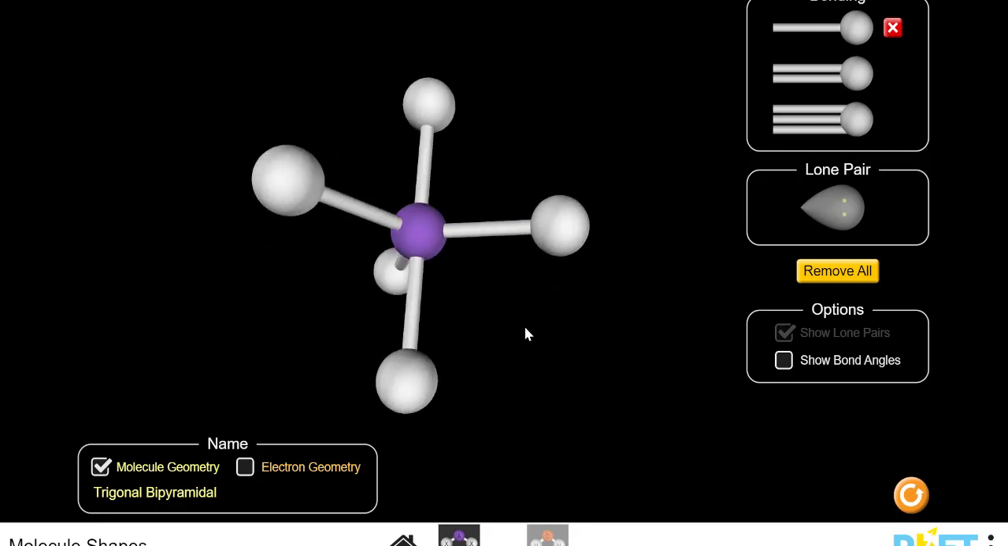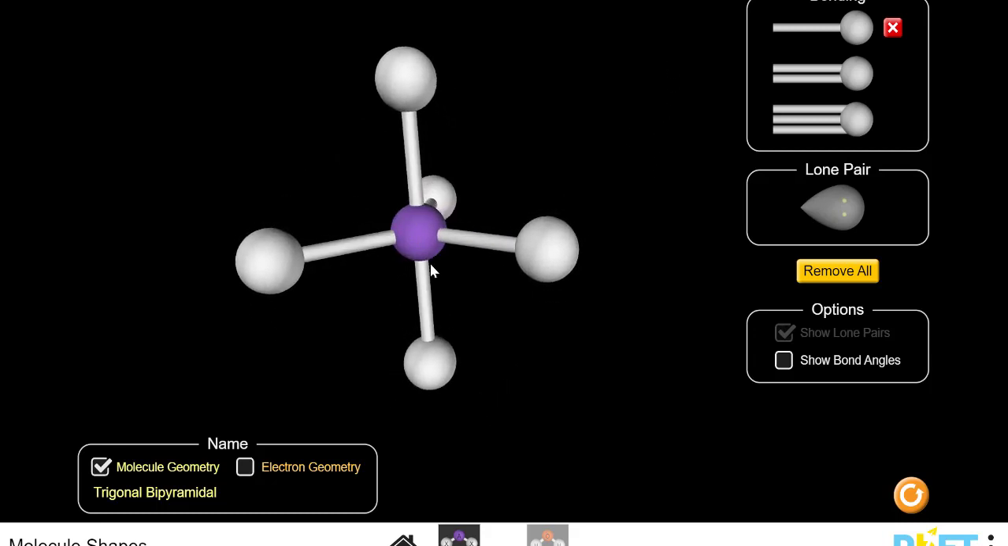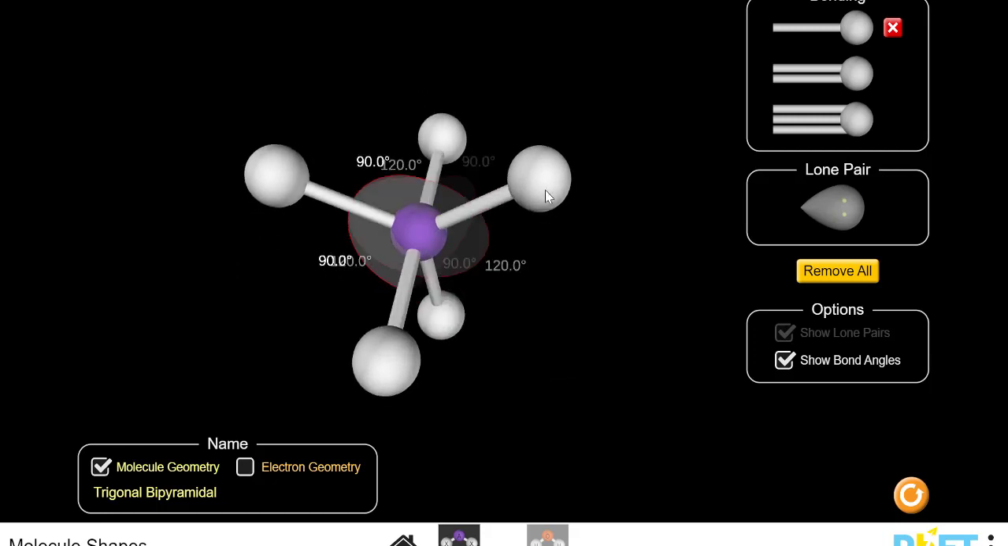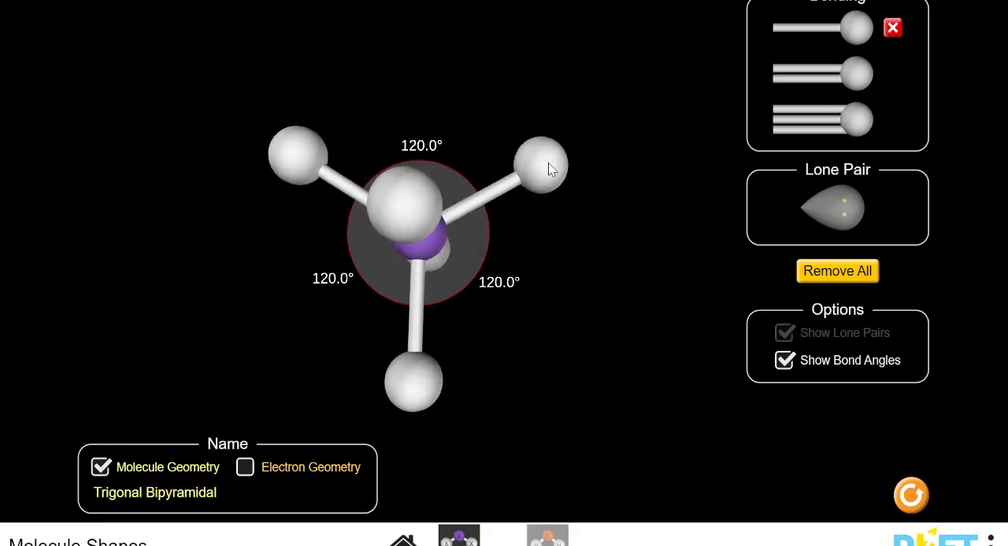Trigonal bipyramidal, easier to look at when it's like this. The trigonal comes from this triangle right in the center. Each of those at 120 degrees relative to each other, and then 90 degrees below. So show these bond angles here. So 90 there. Let's see if it'll show me the 120. Yep, and then 120 there.